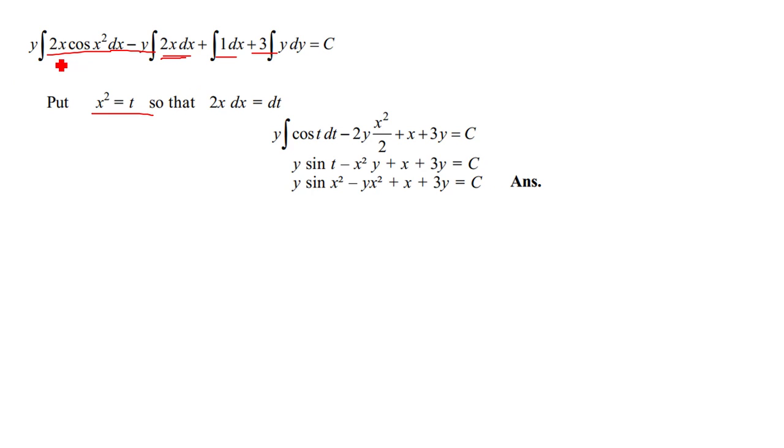Now integrating this part, they decided to use t substitution. If you don't know how to use t substitution, you can go on John Bed, or you can request a video. I think I've made a video on that on my YouTube channel. Okay, so this is how you solve such an equation. After the integrations, the final answer that you get, that's the answer. When you look at this part, we have y sine x squared minus y x squared plus x plus 3y. So the only tricky part is the integration.